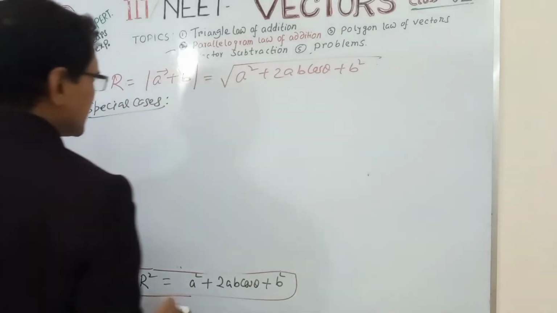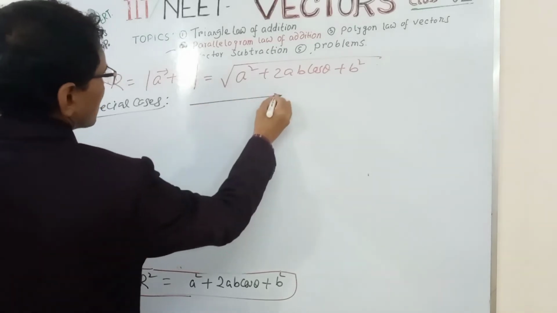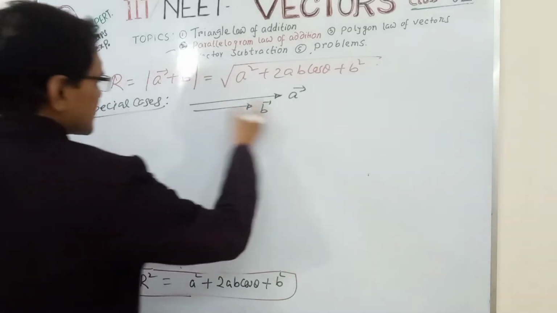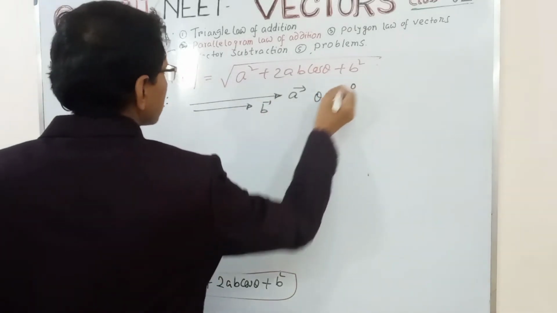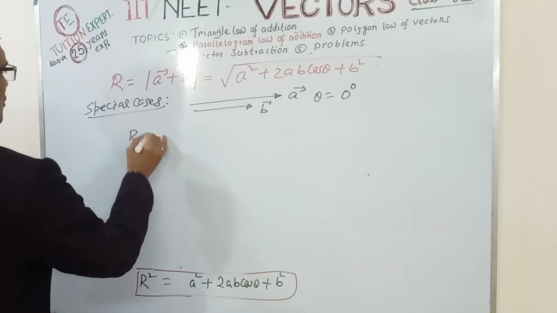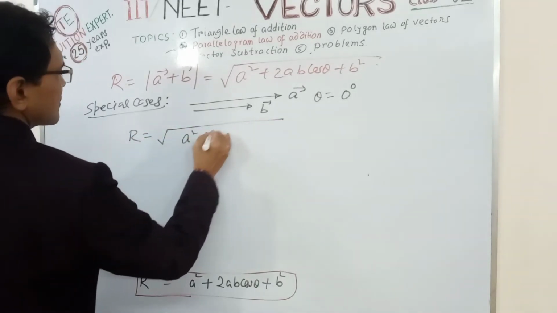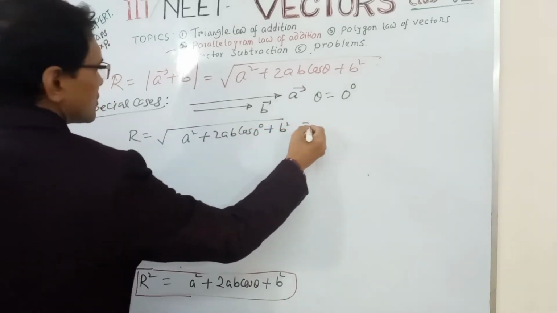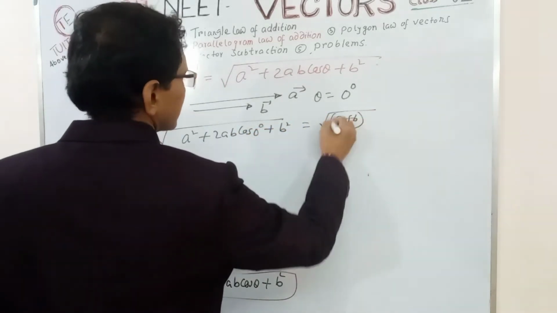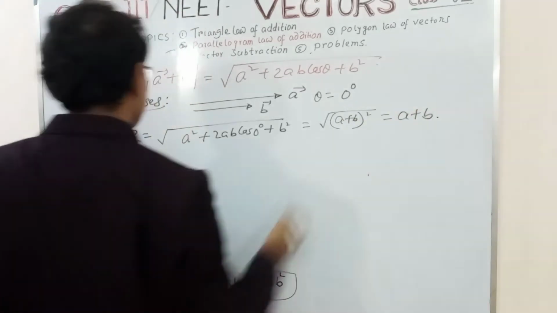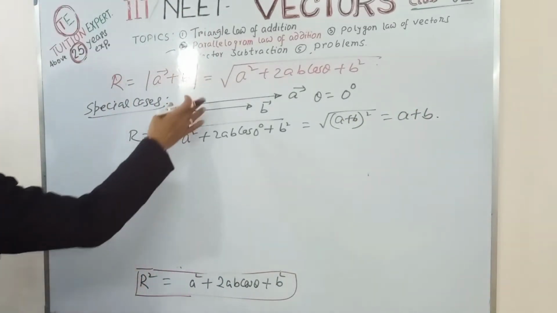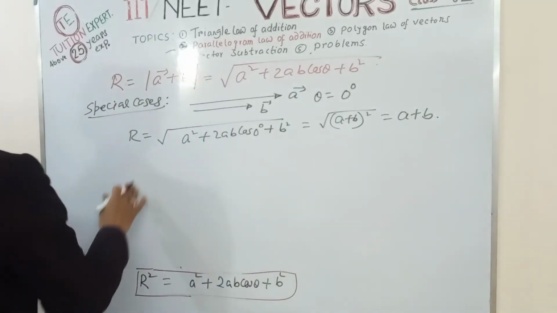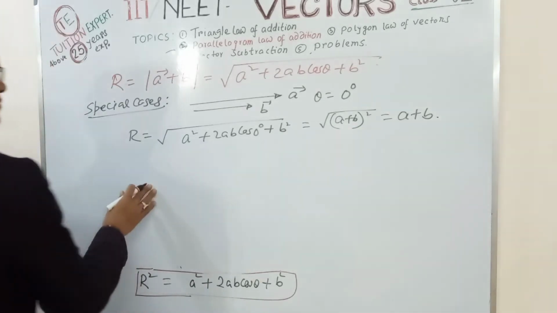Special cases. If two vectors act along the same direction, what is the result? Suppose A and B act in the same direction. What is the angle? Here the angle is 0 degrees. So R equals, we know cos 0 degrees is 1, so this result will be A plus B. That is, when two vectors act in the same direction, the resultant is just the addition of the two vectors in magnitude.